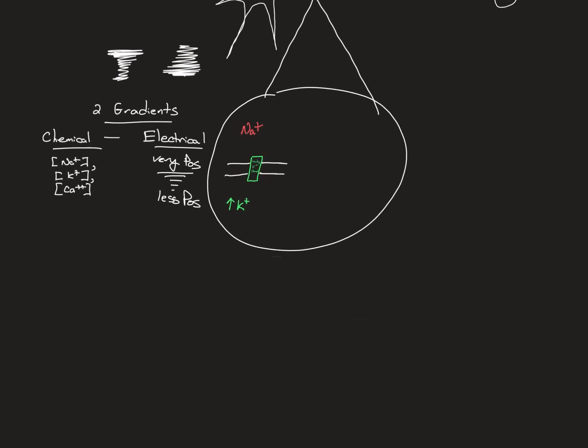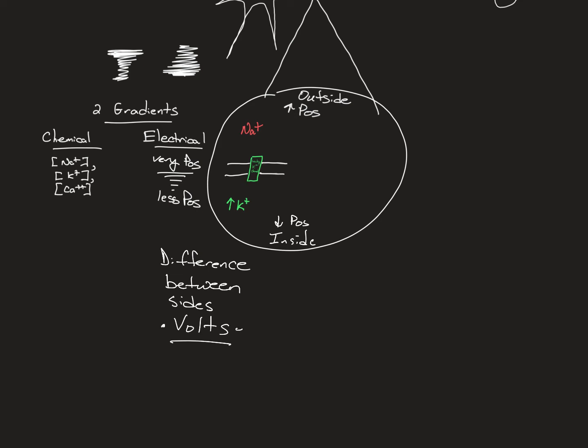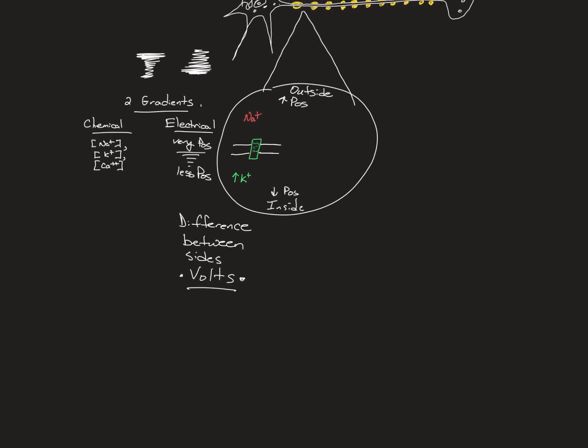So over here on this inside, of course, I hope you know that this is inside and this is outside. The outside is very positive. So that's the electrical gradient, and the inside is very negative, less positive. In fact, one way we measure the difference between the sides is measured in volts. We talked about that with batteries, and with all kinds of different examples, but we measure in volts. In this case, the inside is negative 70 millivolts at rest. So that means the electrical gradient is more positive outside, 70 times more positive outside than it is inside. That's all the negative means.